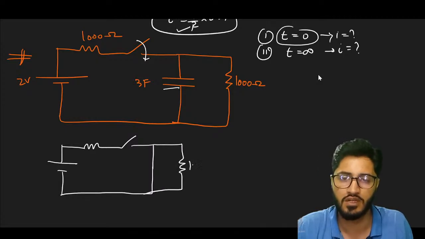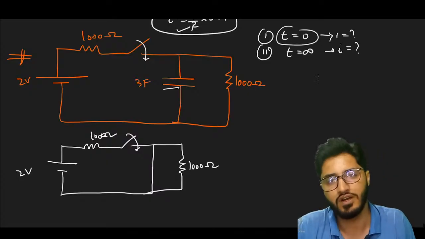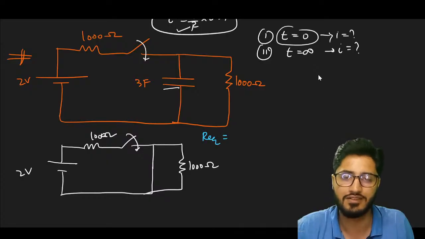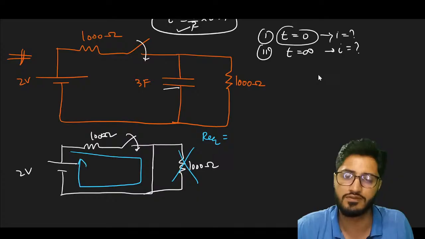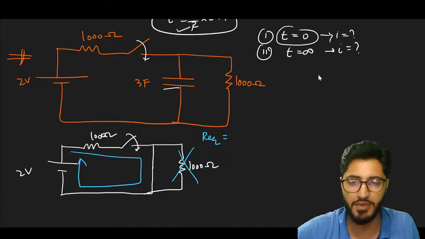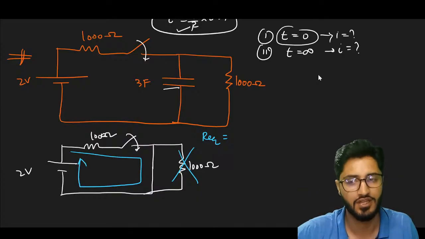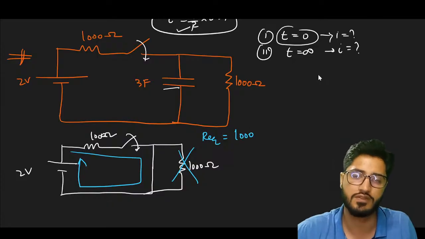1000 ohm connected, 2 volt. If you need to get R equivalent, what is R equivalent? Look, there is no need of this one. Why? Current will flow through this one only, no? And we had done this numerical in current electricity. So R equivalent is 1000.